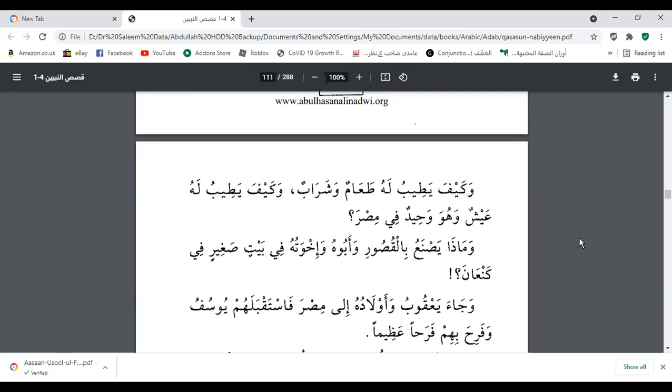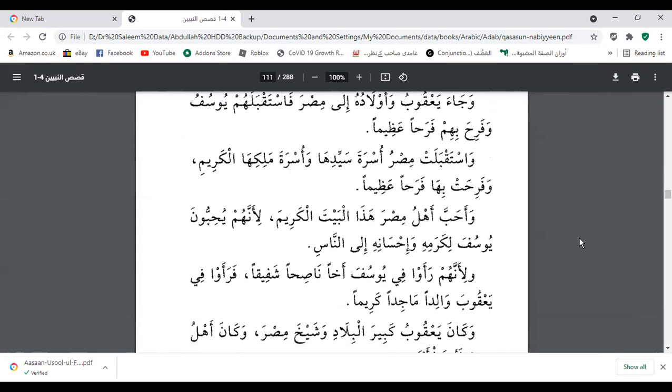وجاء يعقوب وأولاده إلى مصر. Yaqub and his children came to Misr. فاستقبلهم يوسف عليه السلام, he welcomed them. وفرح بهم فرحا عظيما, and he became very happy, a great happiness. واستقبلت مصر أسرة سيدها. Misr, the whole of Egypt, welcomed the family of its master, which is Sayyidina Yusuf alayhi salam.